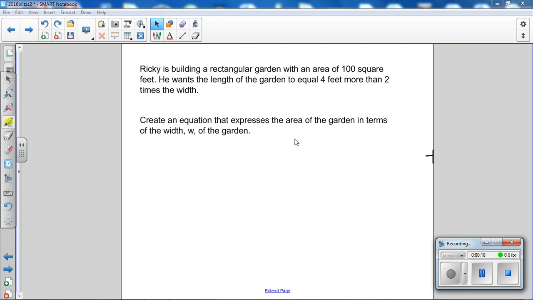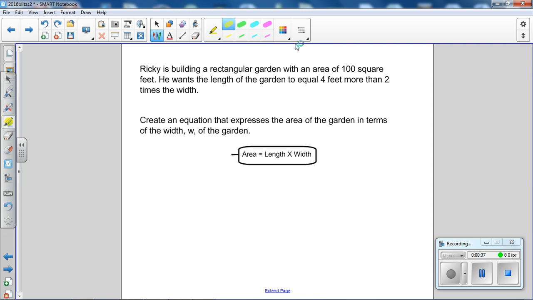Alright, the first thing we need to know is whenever we're trying to find the area of a rectangle, we always use the formula: the area is equal to the length times the width. But now let's take some information out of this. First of all, it tells us that the area is 100 square feet. So let's write that information down. We know that the area is equal to 100.